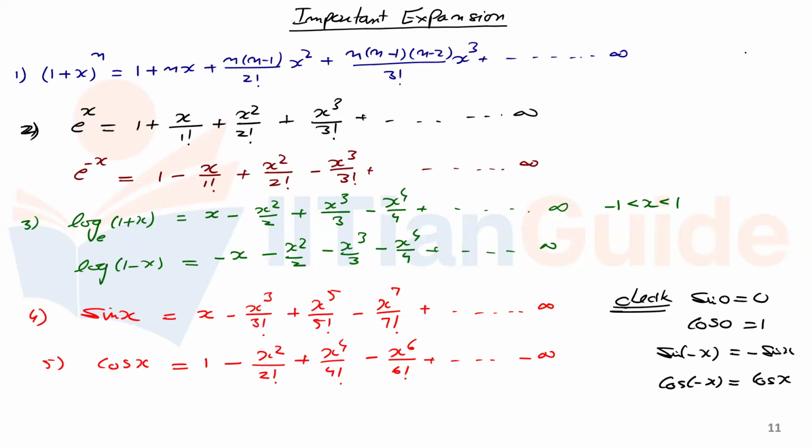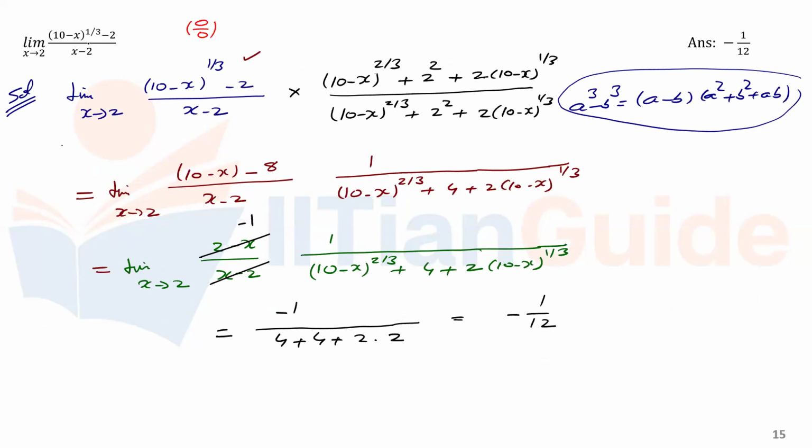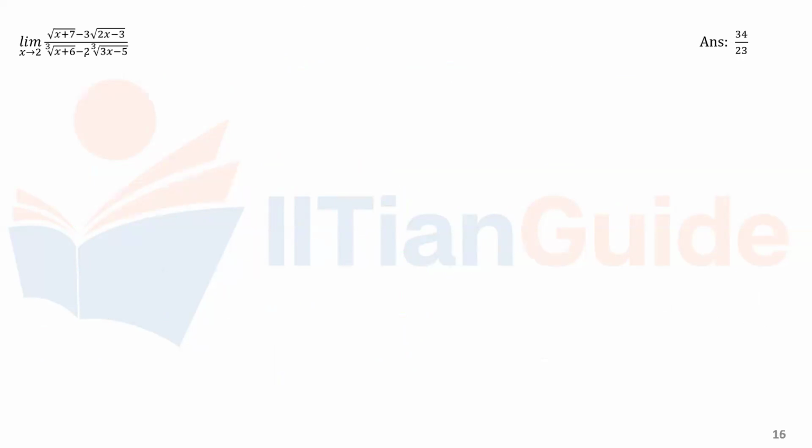Okay, let's move. I am coming to the question, and I will solve it with the help of the binomial expansion. The question is the limit as x tends to 2 of 10 minus x power 1 by 3, minus 2, upon x minus 2. The second method I'm going to tell you.